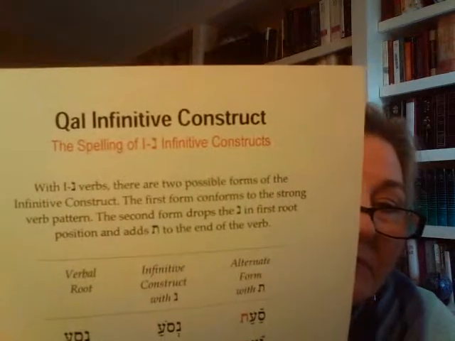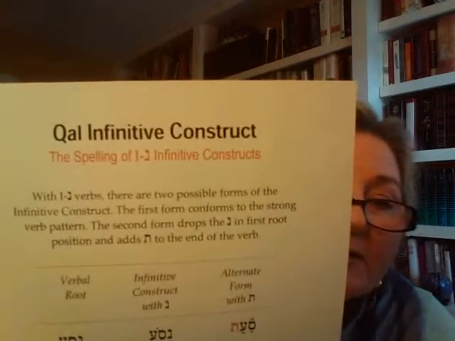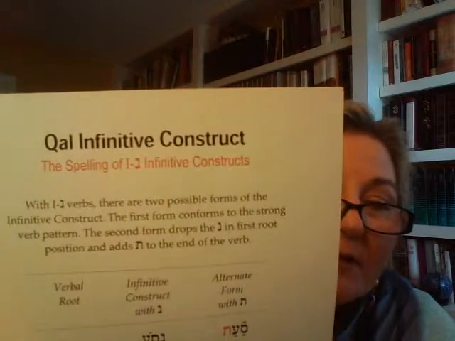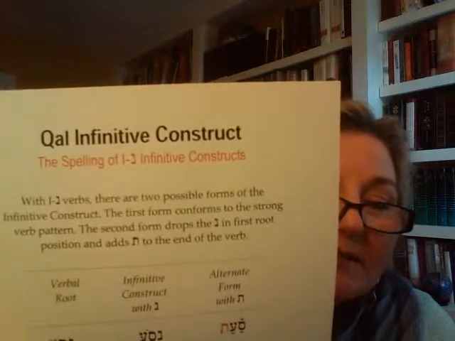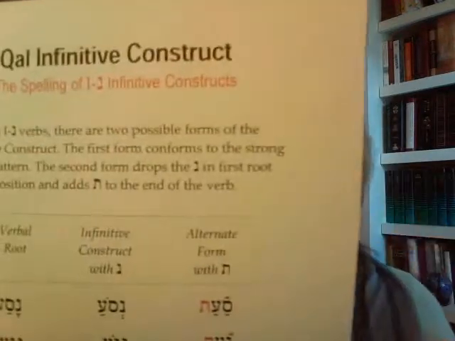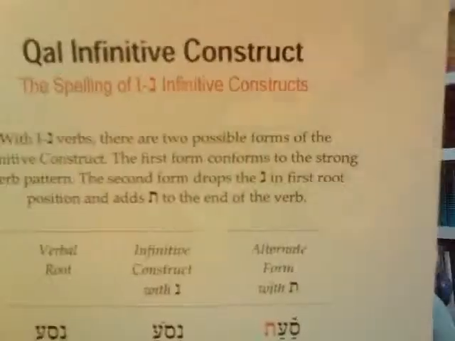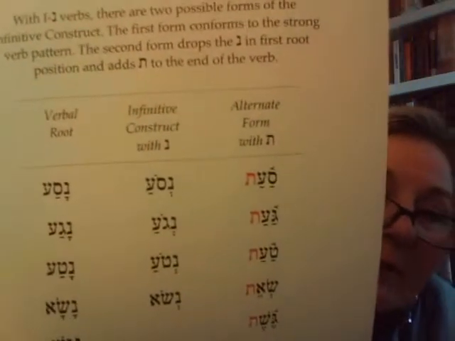With the Pe-Nun verbs, there are two possible forms of the infinitive construct. The first form conforms to the strong verb pattern. The second form drops the nun in the first root position and adds a tav to the ending of the verb. So the nun drops out and adds a tav, and it's spelled like a segolate, however you want to pronounce that. So let's look at what we have here.